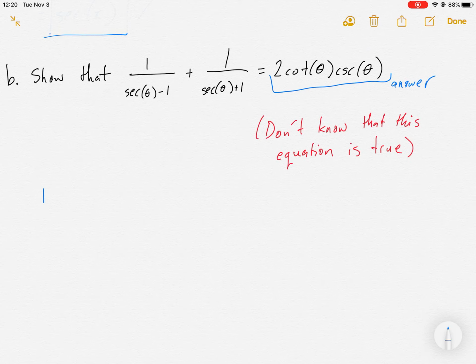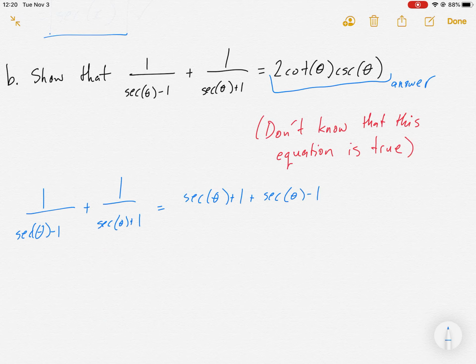So let's start off with the left side. Let's say 1 over secant of theta minus 1 plus 1 over secant of theta plus 1. Now I want you to get to the point where you immediately think I'm adding fractions. Let's do a common denominator. I'm going to get secant of theta plus 1 plus secant of theta minus 1 all over those two denominators being multiplied together.